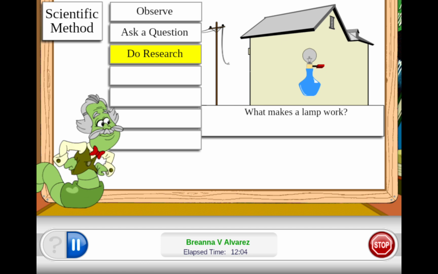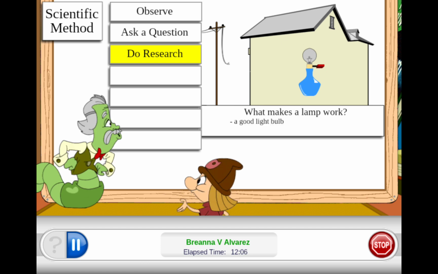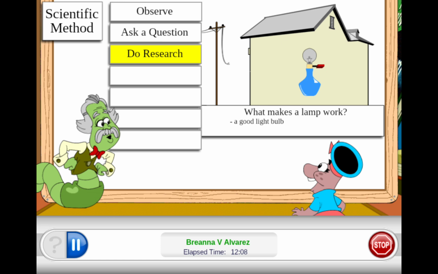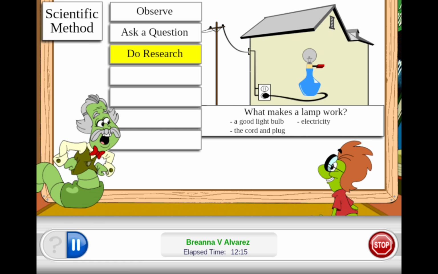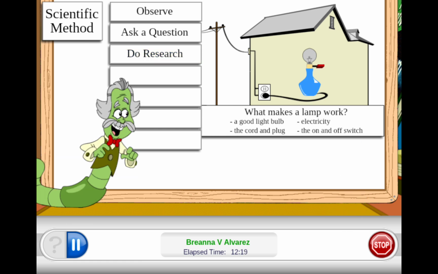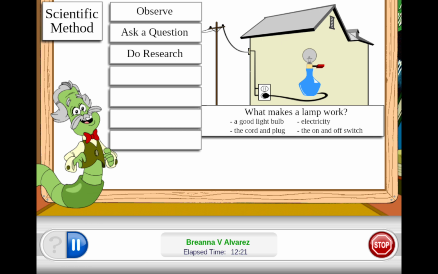What makes a lamp work? A good light bulb. The cord and plug? Electricity. And the on and off switch. Great! After doing the research, we now have a good guess for what makes a lamp work.